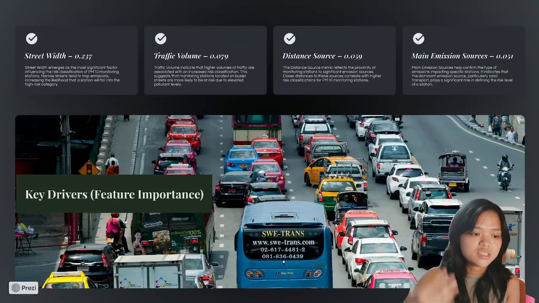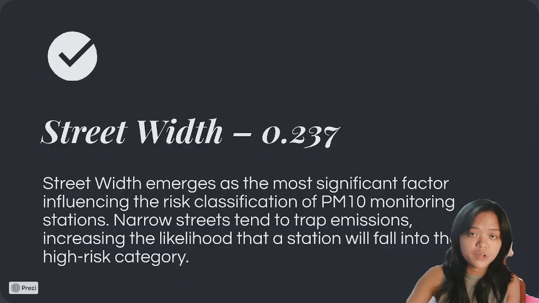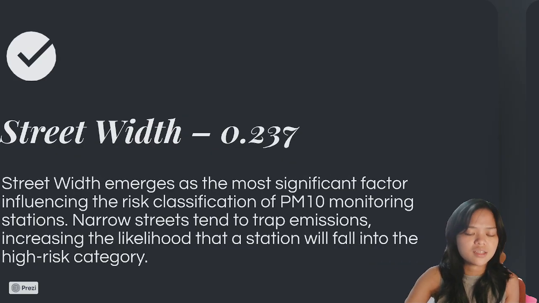Now the key drivers, the feature importance. What are the features that affected the predictive model the most? So first is the street width, which is 0.237. Street width emerges as the most significant factor influencing the risk classification of PM10 monitoring stations. Narrow streets tend to trap more emissions, increasing the likelihood that a station will fall into the high risk category.